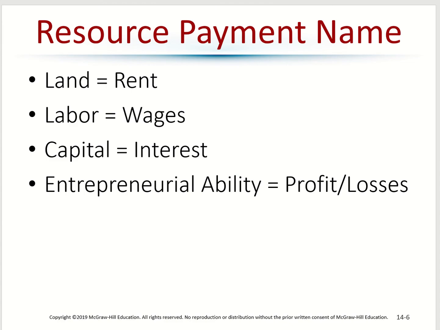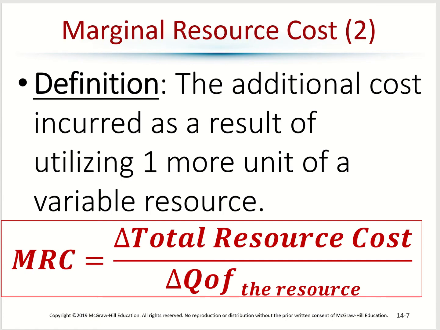For different resources, there are different costs. For land, it's called rent. For labor, it's called wage. For capital, because you borrow the money more than likely, that's called interest. And for entrepreneurship, that's profit or losses. That's the payment for those resources. The definition of marginal resource cost is the additional cost incurred as a result of utilizing one more unit of variable resources. Again, it's just how much it costs you to purchase one more unit of input, like labor, computers, or buildings. How much extra will it cost you to buy one more?